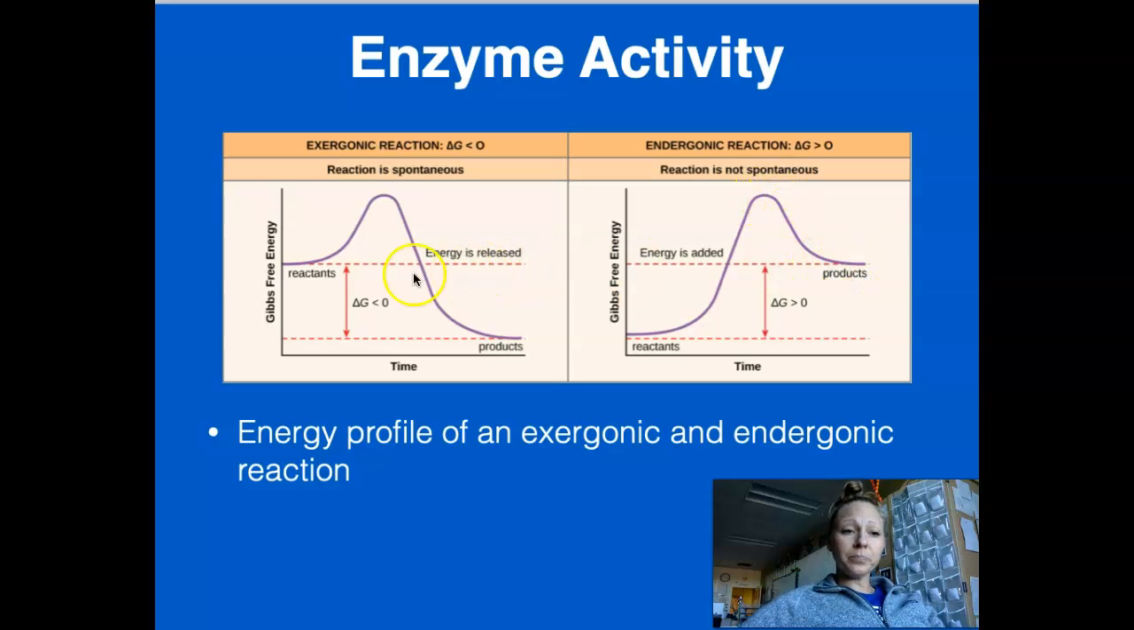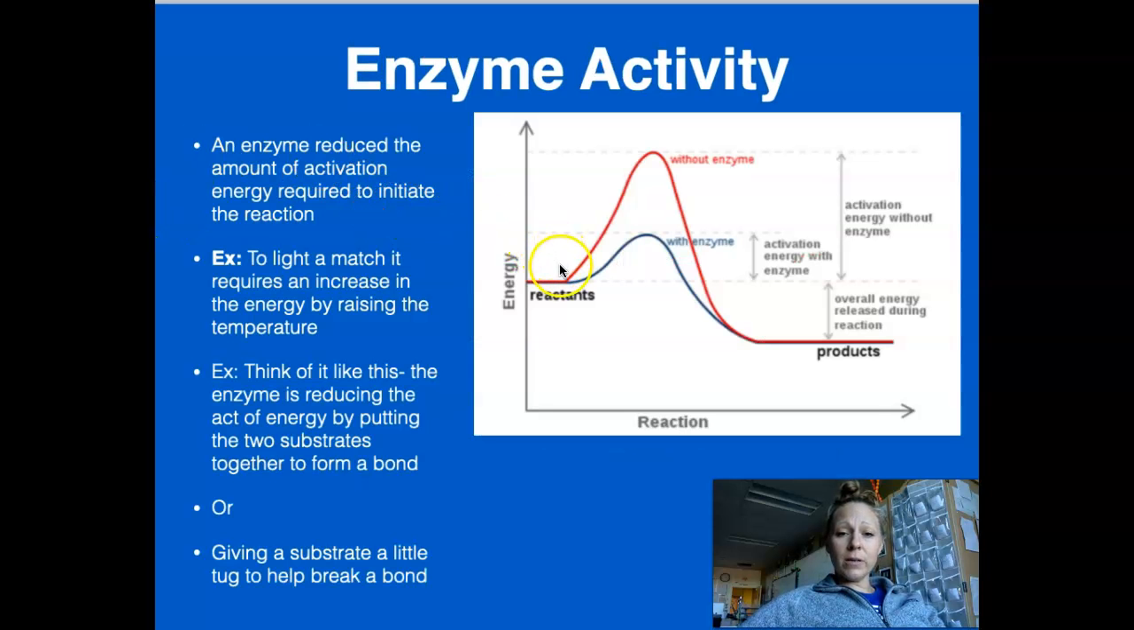And so I bring this graph back up because I want to show you this very famous graph about enzyme activity. So this is a graph of an exergonic reaction. We know because the reactants have more energy than the products. And so here, what we're looking at is the amount of activation energy that it takes to start a chemical reaction. And so what an enzyme simply does is it reduces the amount of activation energy that it takes to start a reaction.